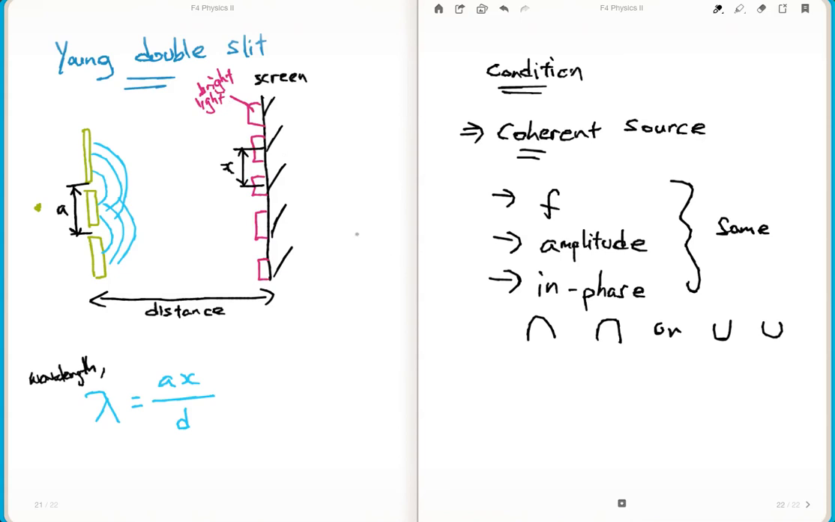Right? I think that's all for this chapter, chapter 5.